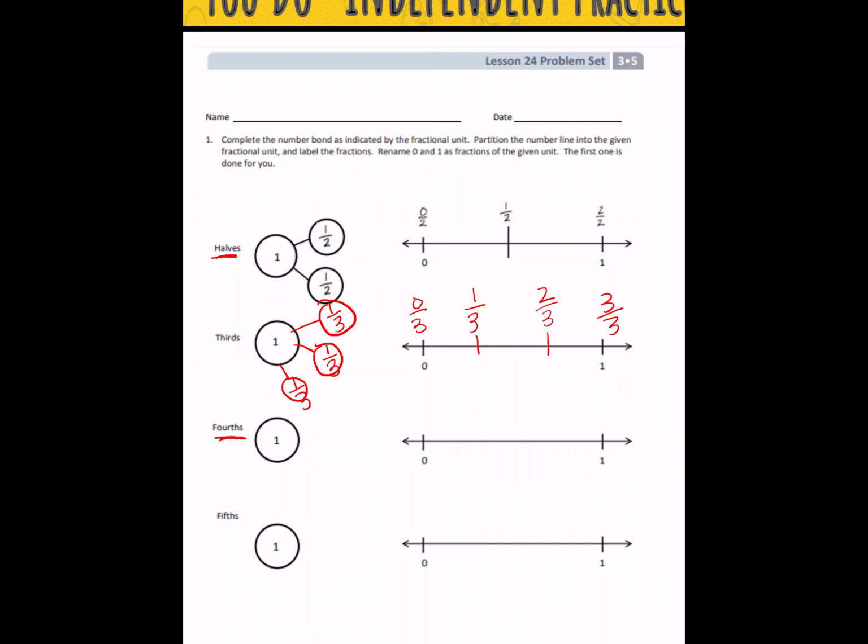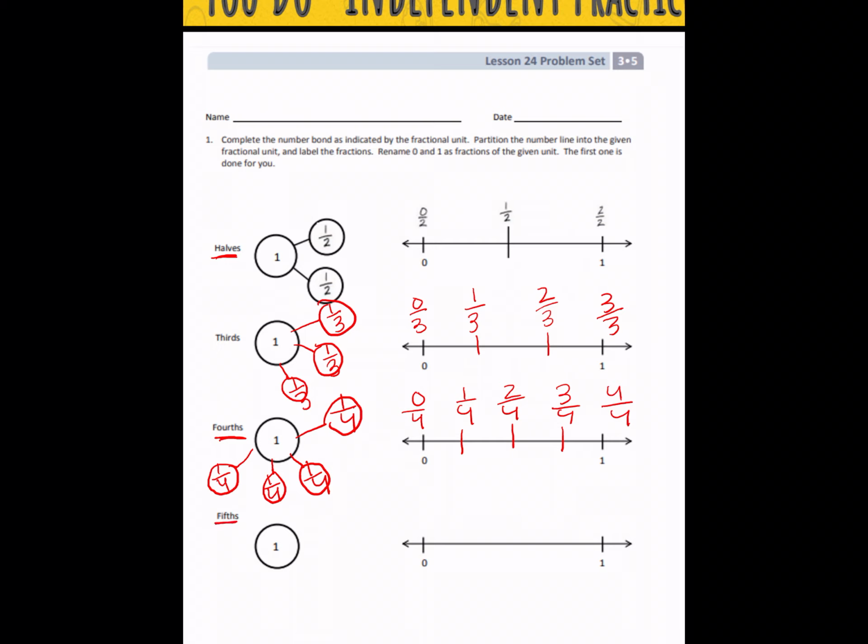All right, let's do the same with fourths. We've got fourths here. Means we need 4 parts. 1, 2, 3, 4. We're going to label the unit fraction in each part. That's 1/4. We need 4 copies of 1/4. Now let's split our number line into 4 pieces and label it 0/4, 1/4, 2/4, 3/4, and finally 4/4.